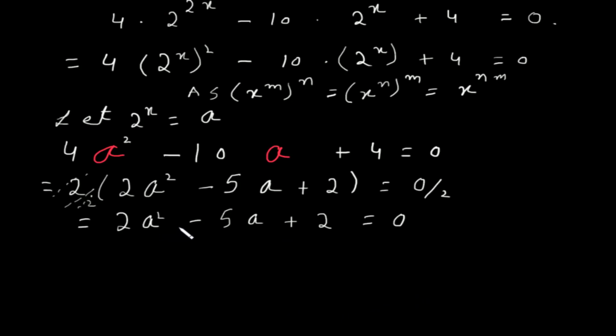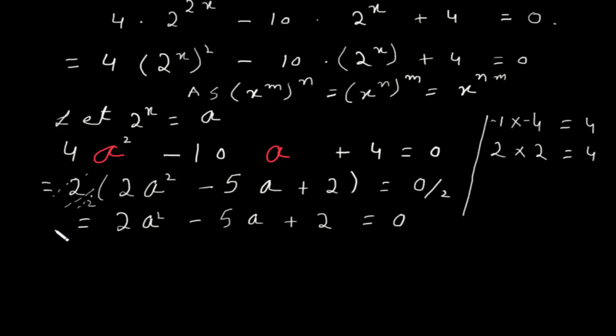To factorize this quadratic equation, we will first look for two numbers that multiply to give 2 into 2, which is 4, and add to give minus 5a. This is rough work, let me do it. 2 into 2 gives 4, so we make factors of 4: 4 ones are 4, and 2 into 2 gives 4. We have to make combinations of numbers which, when added, must give us minus 5. Minus 2 and minus 2 would add to give minus 4, but minus 4 and minus 1 will give us minus 5.